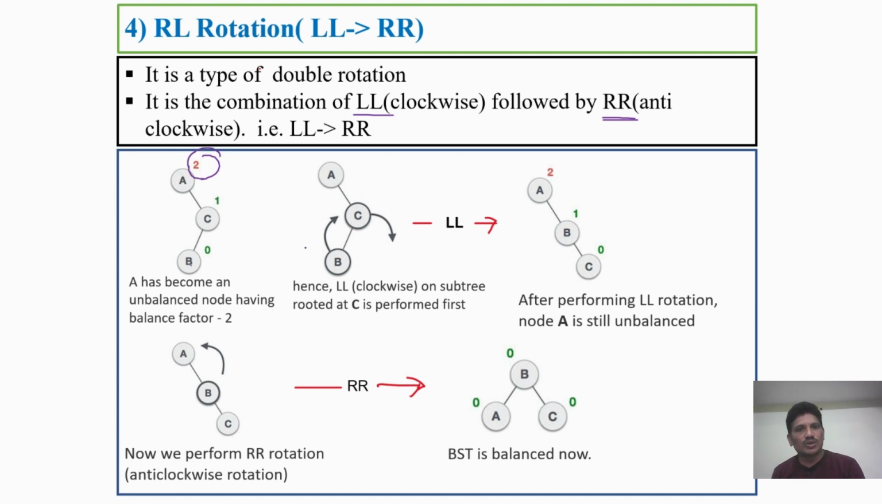First, what you have to do is perform the LL rotation. The resultant tree is like that. After that, we can perform the RR rotation. Now it is a balanced AVL tree, a balanced binary search tree. This is the way we can make it a balanced binary search tree by using the RL rotation.